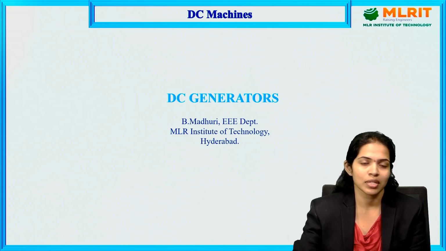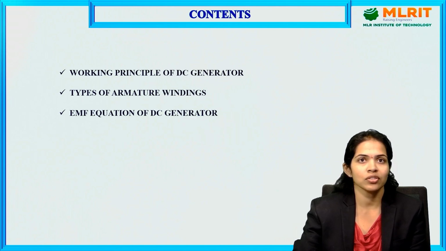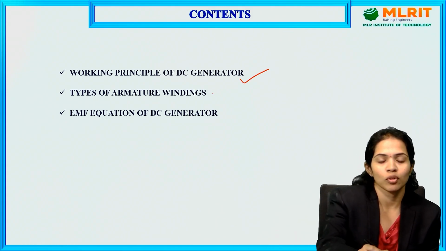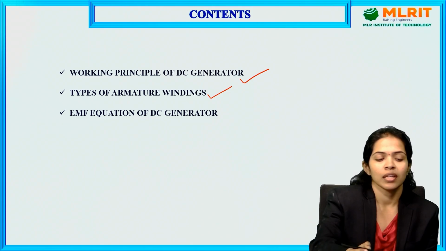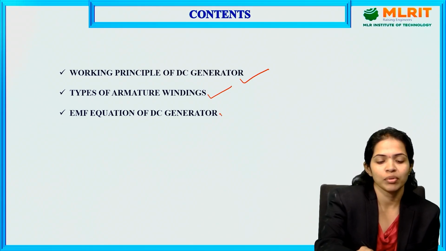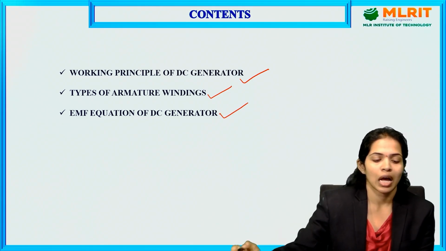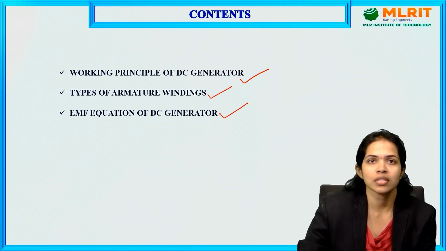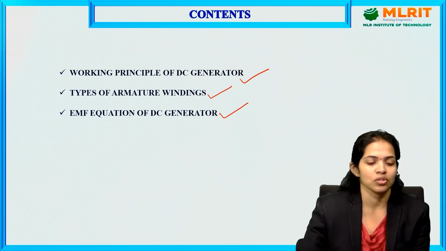Today I am going to discuss DC generators. The contents go like this. First, I am going to discuss the working principle of a DC generator. Then I am going to discuss the types of armature windings. Then I am going to discuss the EMF equation of a DC generator, how to calculate the EMF, and what the respective mathematical equation of a DC generator is.